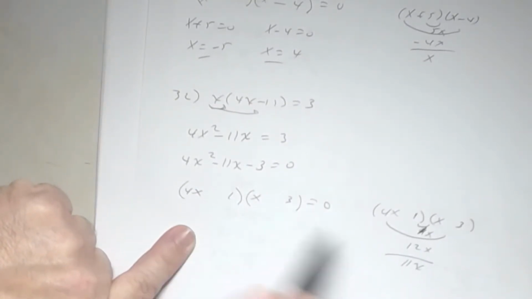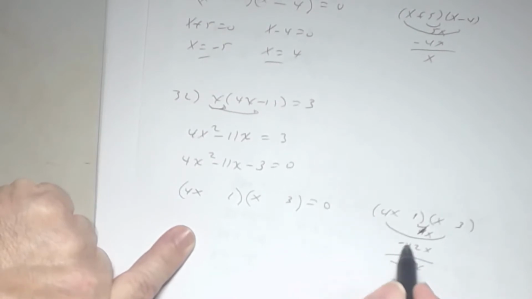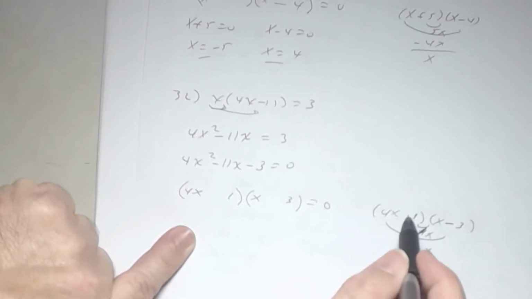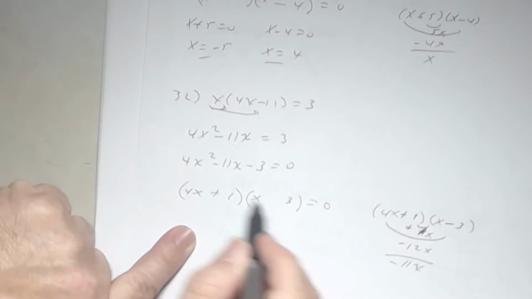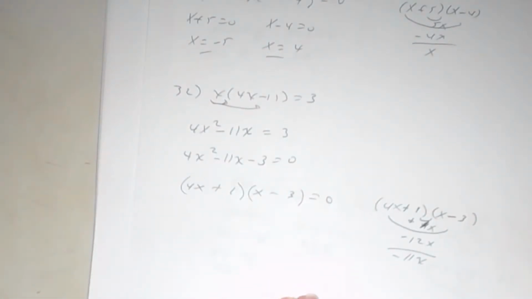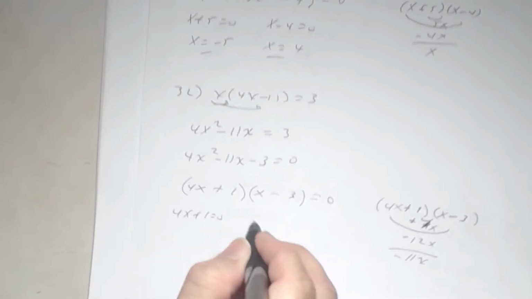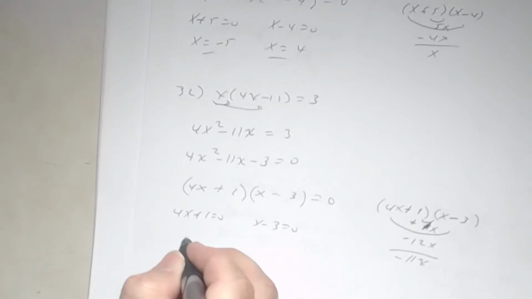Okay, but I need the 11 to be negative, so that means that 12 would have to be negative, and this would have to be positive. Well, if the 12x is negative, that means 3 has to be negative, and the 1 positive. All right. Okay, what's the next step? Zero factor. So 4x plus 1 equals 0, x minus 3 equals 0.